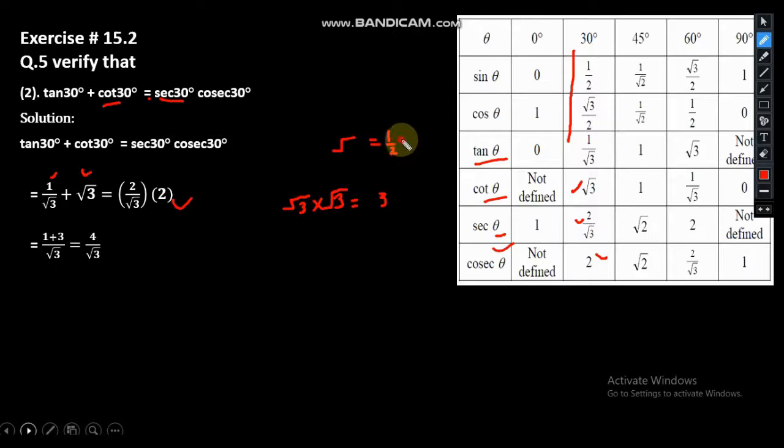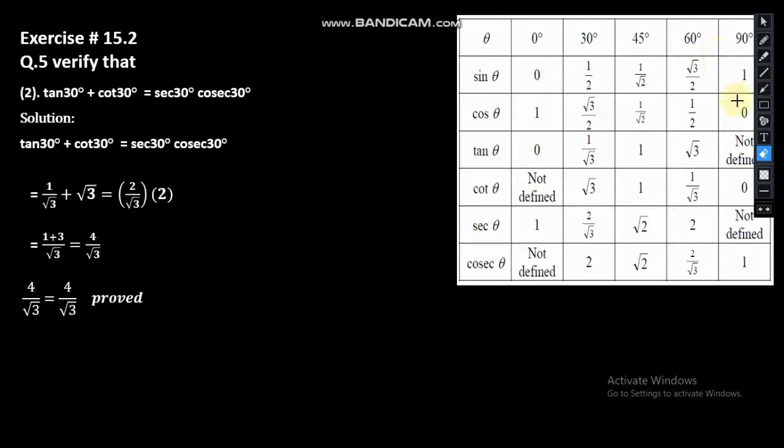When both are multiplied and the bases are the same, then the powers are added, which is equal to 1, so it is 3 and 2 multiplied by 2, 4 under root 3. Now this is equal to 3 plus 1, 4, and 4 divided by under root 3. Left hand side equal to right hand side. Now next question.